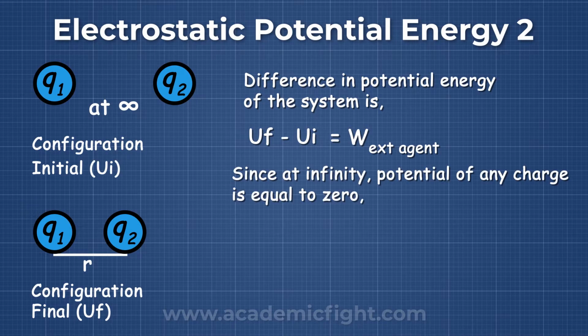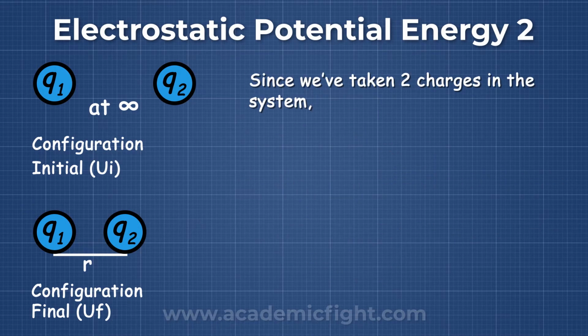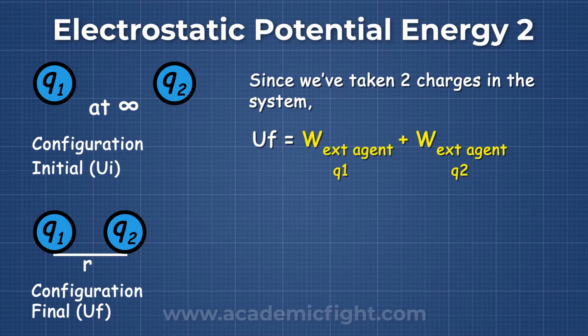Since at infinity, the potential of any charge is equal to 0, therefore, UI is equal to 0. Therefore, UF is equal to work done by an external agent in bringing those charges from infinity to that point. Since we have taken two charges in the system, we can write UF is equal to work done in bringing the first charge plus work done in bringing the second charge.